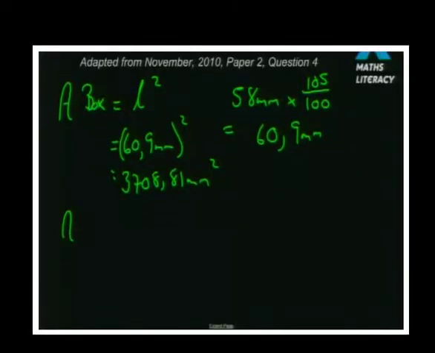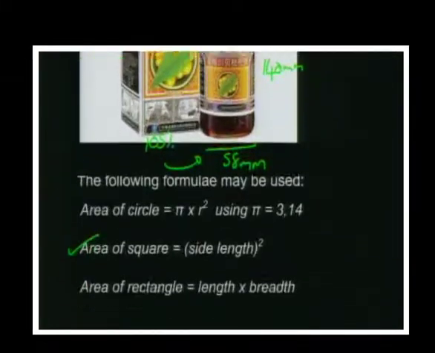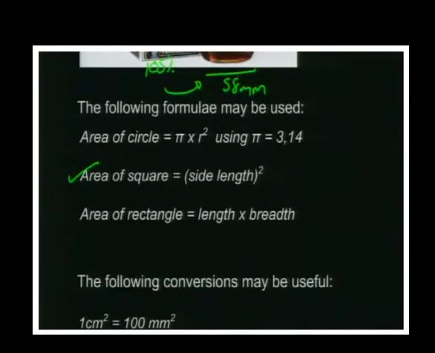Now we just need to find the area of the base of the bottle. And we know that the area of the bottle, because it's round, is going to be pi times r squared. Let's go all the way back here to the initial question, which said area of a circle, pi times r squared. Thank you, examiner. I'm using that. And please take note, pi's got to be 3,14.